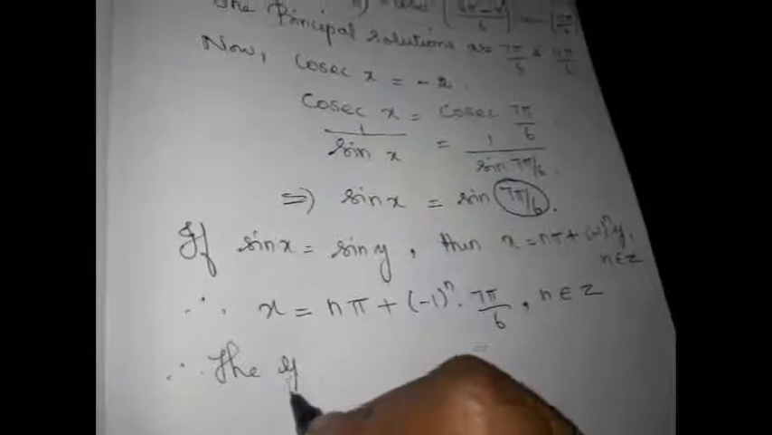Therefore, what is your general solution? x equal to n pi plus minus 1 the whole power n into 7 pi by 6, where n belongs to Z, is your general solution. Hope you understood now how to solve. It's very easy. So first find the two principal values, and then to find the general solution, express the given equation in the form of sin x equal to sin y, or cos x equal to cos y, or tan x equal to tan y, by using any one of the principal solutions. Then use the general solution. In the place of y, you have to just substitute.